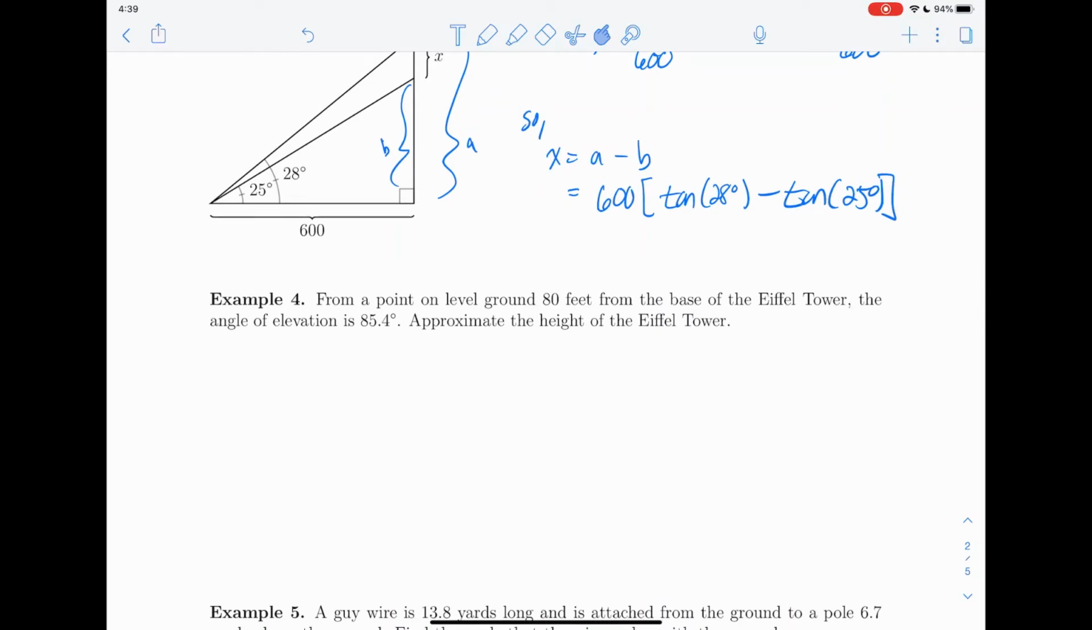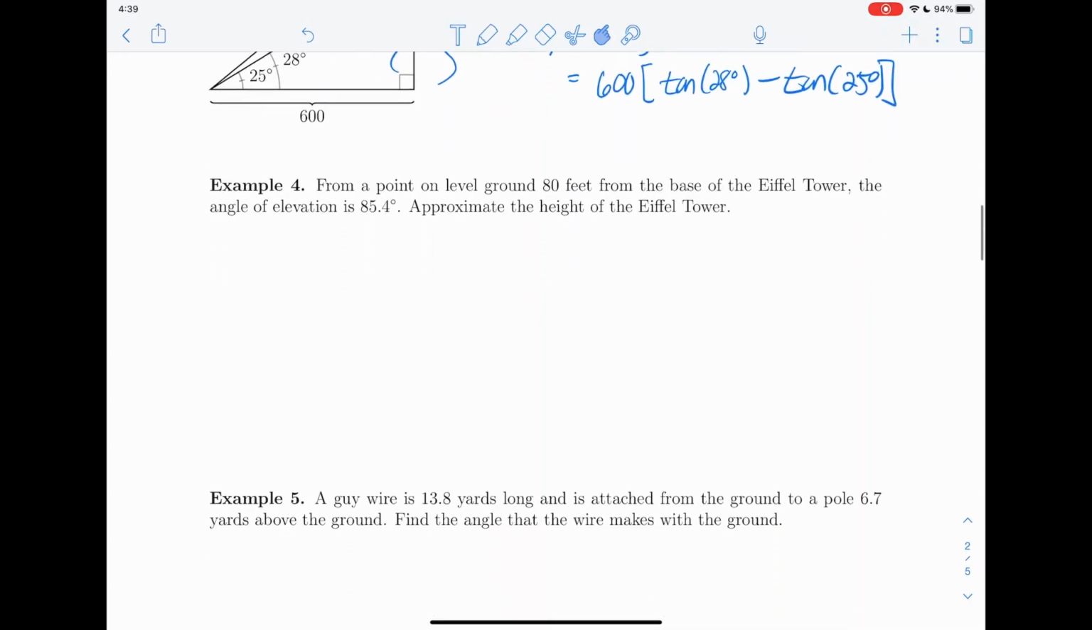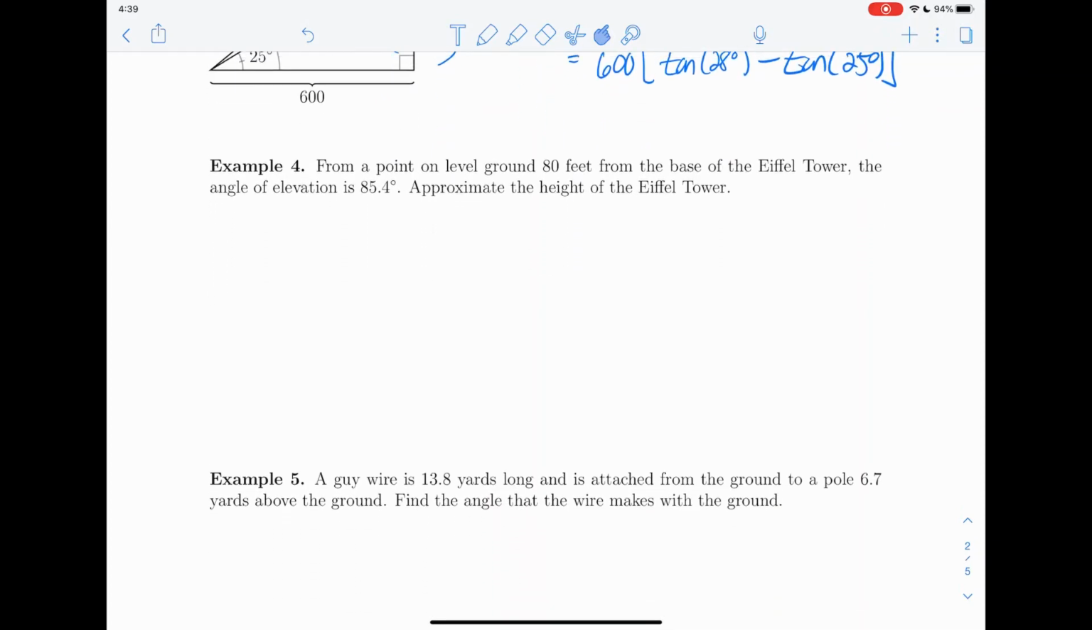So with these problems developed, we can now answer maybe some real-life questions. So here's an example. The word problem says, from a point on level ground 80 feet away from the base of the Eiffel Tower, the angle of elevation is 85.4 degrees. We'd like to approximate the height of the Eiffel Tower.